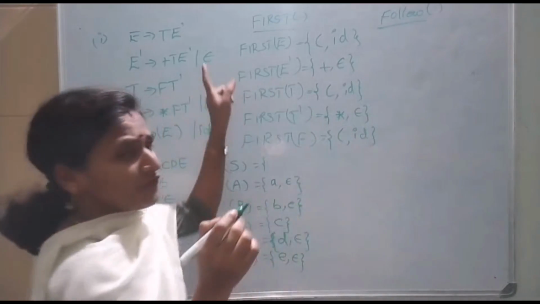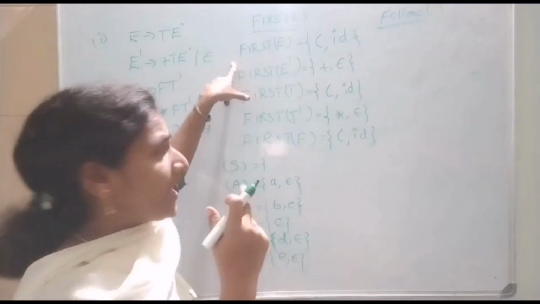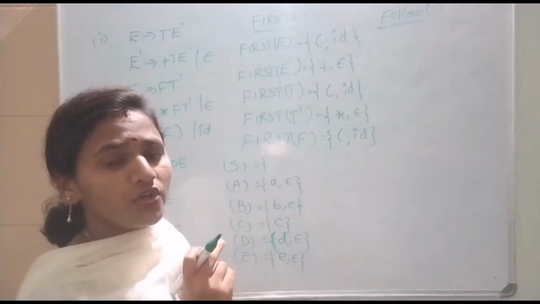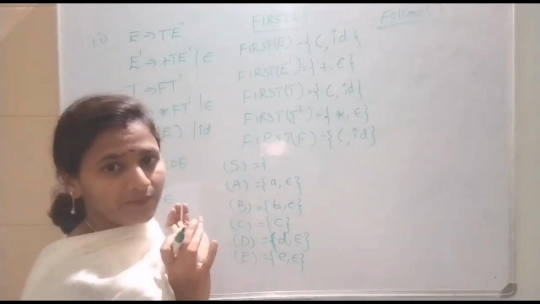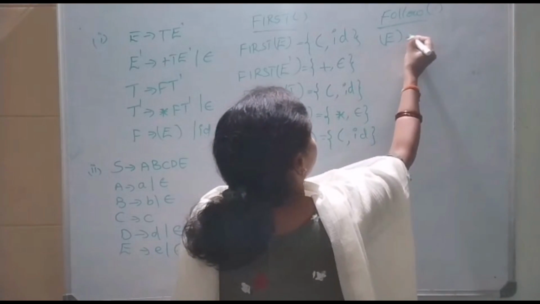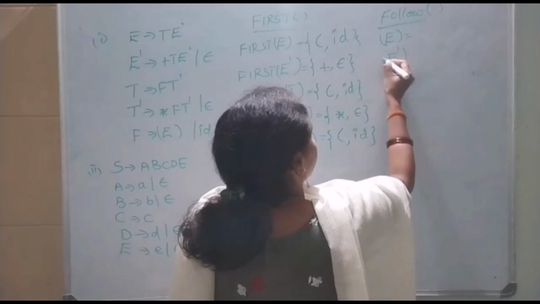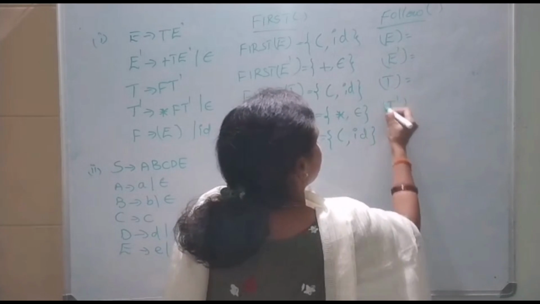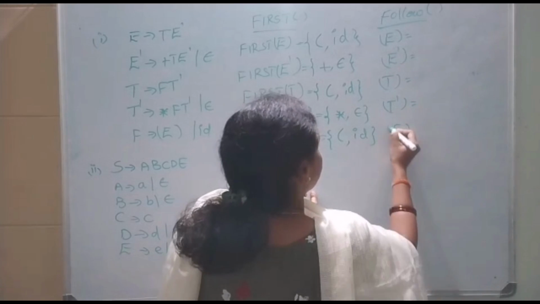Right? So, for which grammar symbols we have computed the first function, for all the non-terminals you are going to compute the follow function as well. Right? Now, what is follow of E? What is follow of E dash? What about T? What is T dash? Follow of T dash and follow of E.